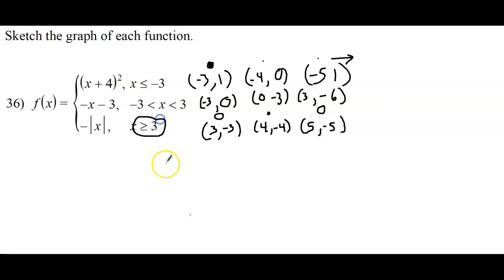In this case, my boundary point 3 will be a closed dot. The other dots are closed, and the one on the end has an arrow. All right, so we are now ready to graph our function. Here we go.